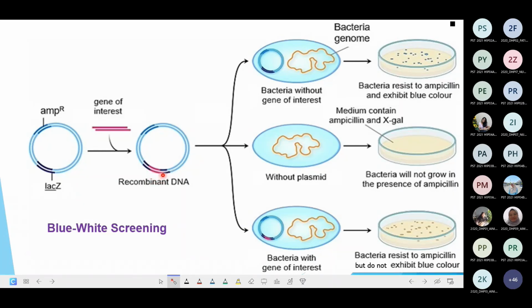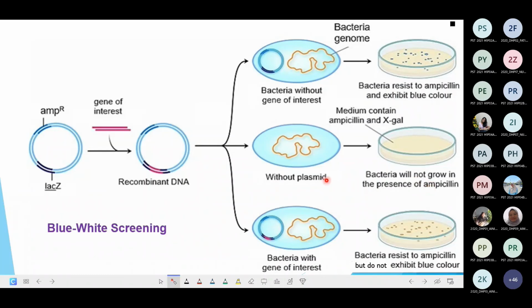Okay, and that is why when we do this blue-white screening, any bacteria that do not have any plasmid at all will not grow in the petri dish. Why? Because of the ampicillin. Ampicillin is the antibiotic that will kill any bacteria without the plasmid. Why? Because the bacteria without plasmid will not be having this gene. A bacteria that has got this plasmid with the AmpR gene will be able to resist the effect of the ampicillin.